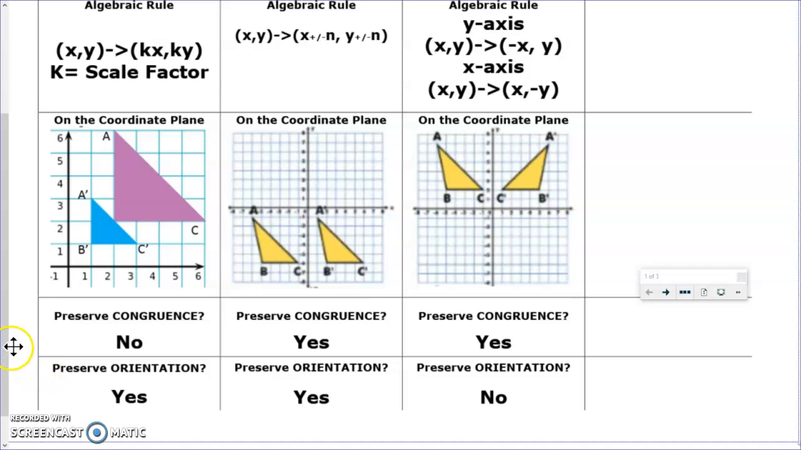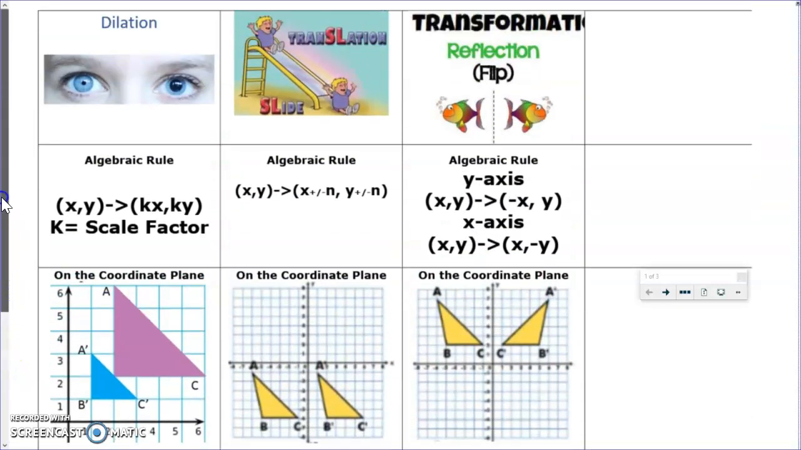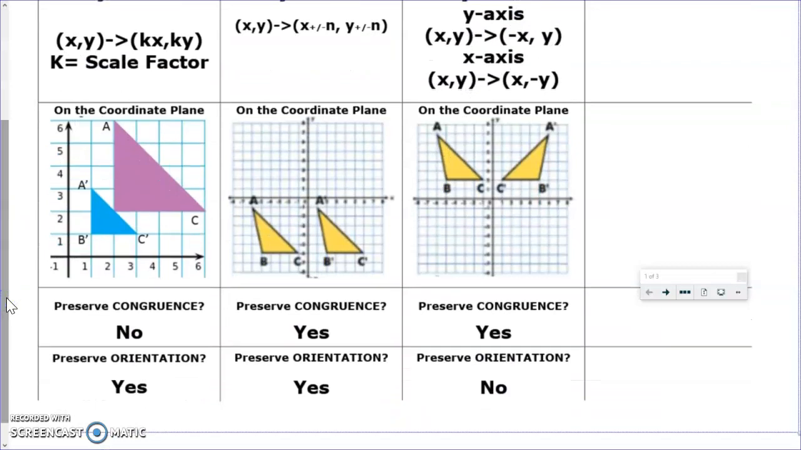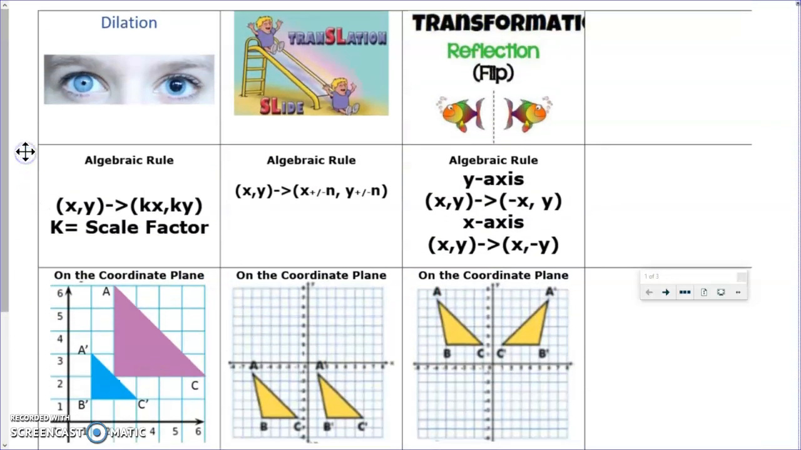Okay. Next, you have translations. That's when you just slide the image, okay? So it's x plus or minus a number, y plus or minus a number. You're just moving the image to a different place on a coordinate plane. So it does preserve its congruence because it stays the same shape and the same size, and it also preserves its orientation because it does not flip, or rotate or turn in any manner.